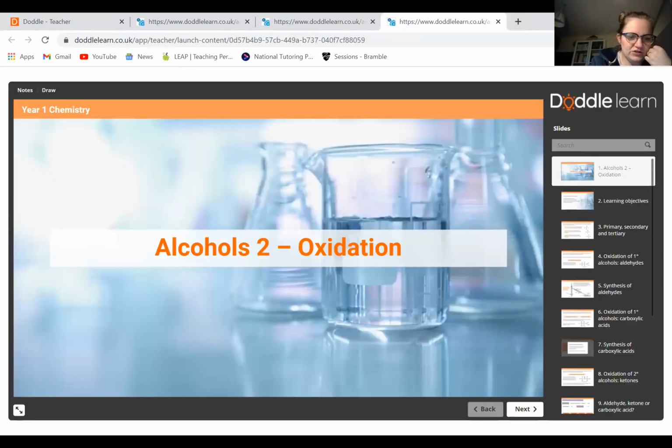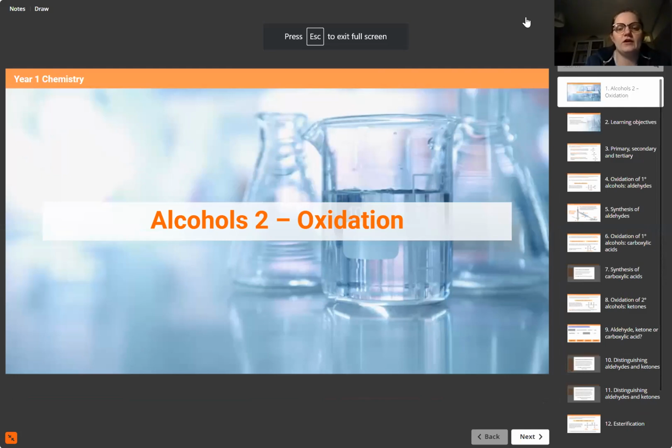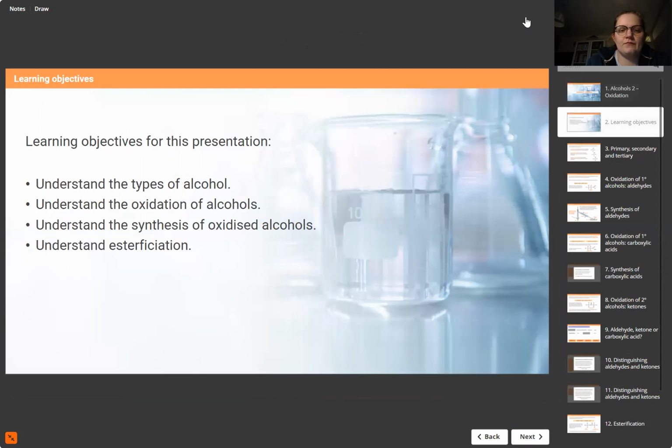So oxidation, this is what we're going to look at now in alcohols. So we're going to look at types of alcohols, oxidation of alcohols, synthesis of oxidized alcohols, and esterification.